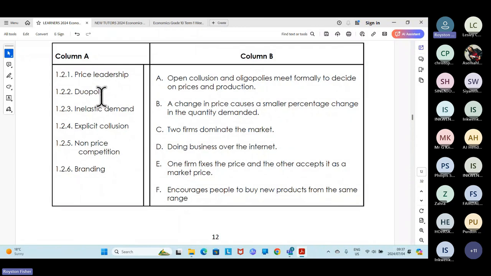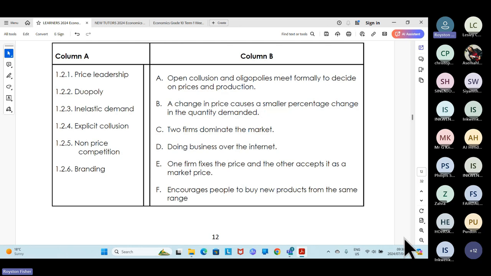1.2.4, explicit collusion. Santa Claus says it's A. Nkulesizwe says it's A. Alston River High says it's A. Fairdale High says it's A. Rosendahl says it's A. Buren says it's A. As well as St. Andrews says it's A. Right, and all of you are correct. It says open collusion, where oligopolies meet formally to decide on prices and production. So it's basically known that these firms collude within the particular market.